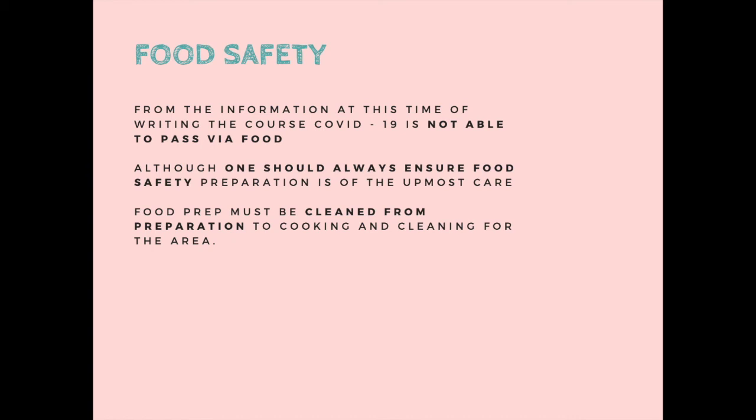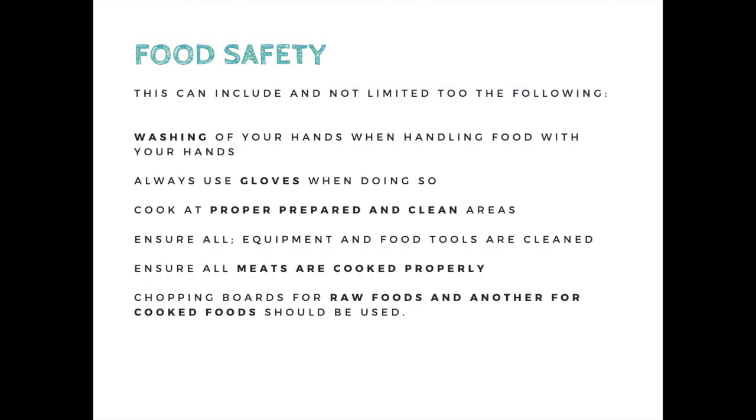When we're talking about food, health, and hygiene, we always have to understand that when preparing the food, our hands must be thoroughly cleaned before touching our foods. Then we always have to ensure we're using gloves when cooking at a preparation area. Always ensure that the preparation area is thoroughly clean. Ensure all equipment and food tools are thoroughly clean. Ensure all meats are cooked properly. Chopping boards for raw foods and another for cooked foods should be used as a safety precaution.